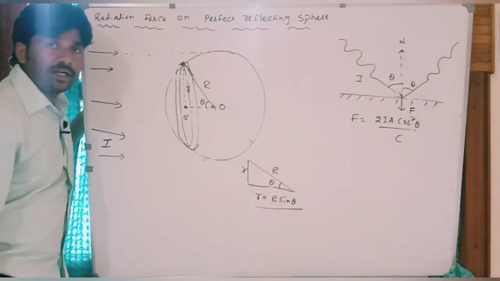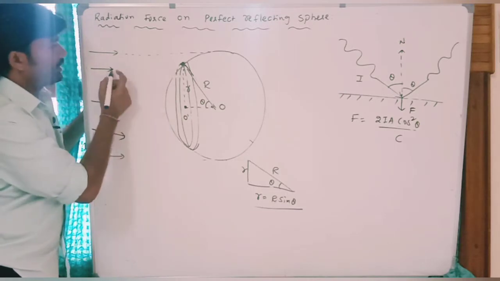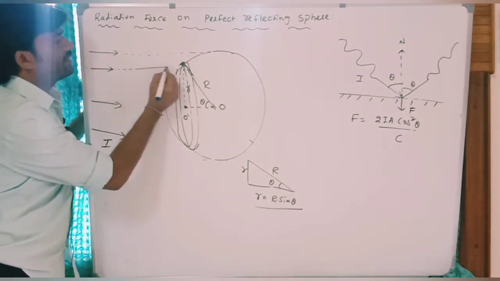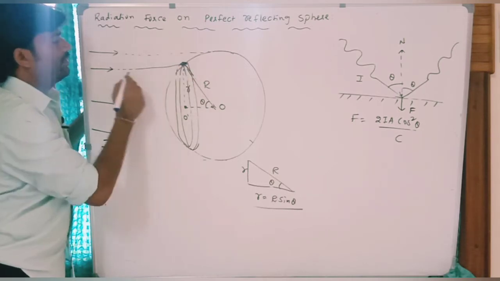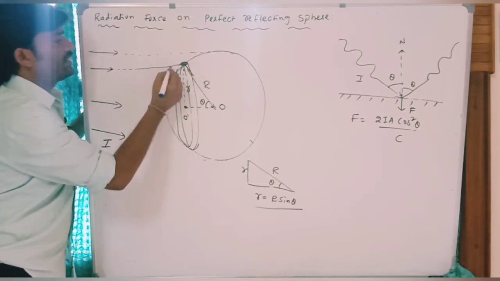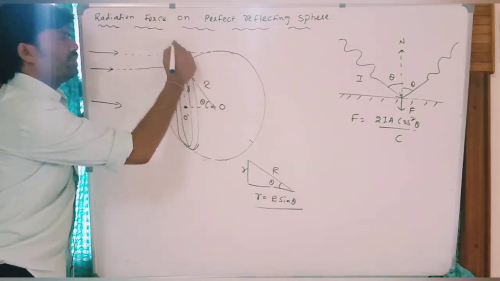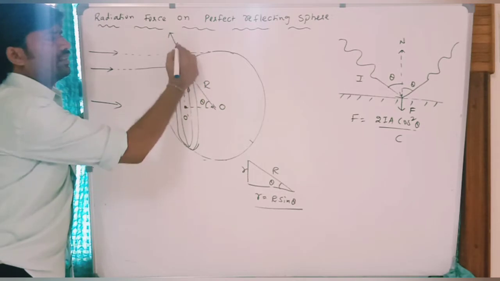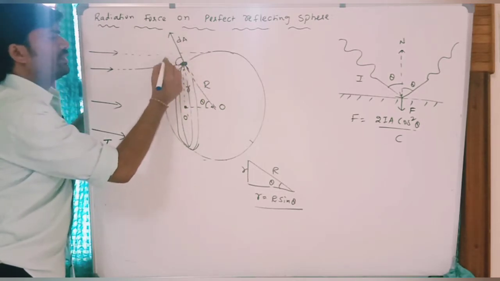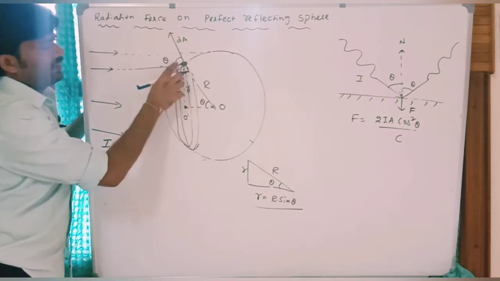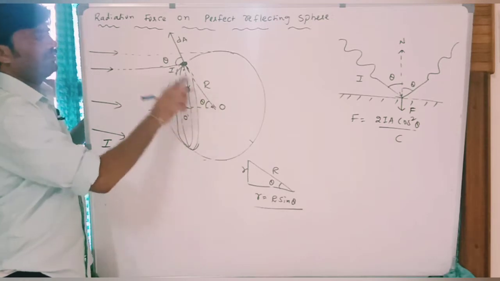Now first I will write the force experienced by this circular strip due to this radiation. You can see here this radiation is striking this circular strip surface at this portion. So here the intensity of radiation is I, and here you can draw the normal to this. This is the direction of this area vector dA, and the angle between these two is theta. This is theta, this is also the same theta, same line, and this is the horizontal line.